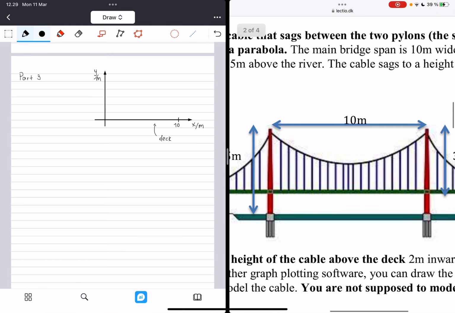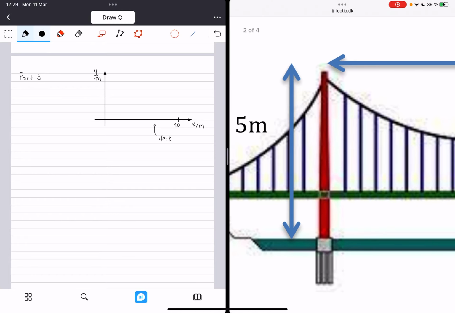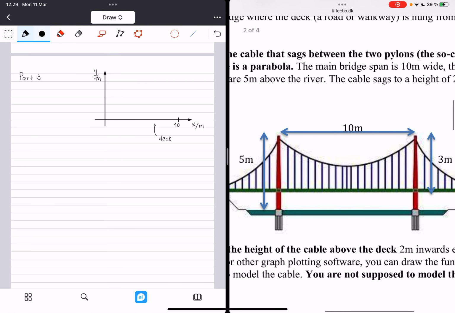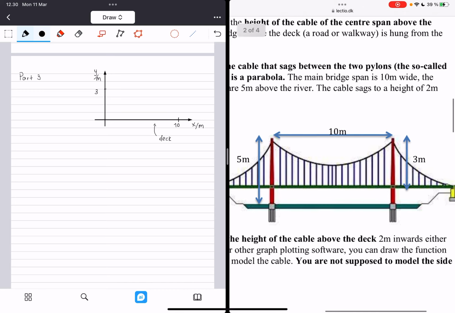You can see that the height of the pylon above the river is 5 meters, but we're only going to use the height above the deck, so that is 3 meters. Because remember how the x-axis corresponds to the road, walkway, deck, whatever you want to call it, right? And then the cable sags 2 meters above the deck. That's what it says, at least.